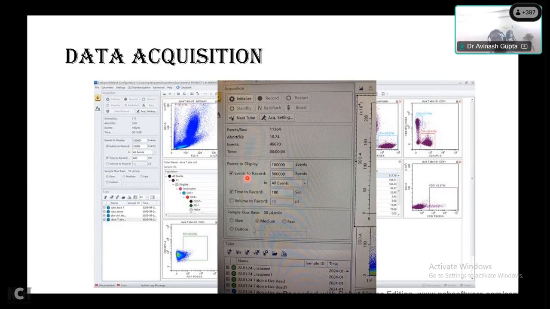In particular samples in MRD, what is the number of events you want to acquire per second? What should be the speed of your acquisition, whether you want to keep it slow? If you are acquiring for fluid analysis, you will go slow. If you are going for acute leukemia or MRD cases, for MRD you go fast, and for diagnostic cases you go at medium speed. So this is your panel when you are starting your acquisition. These things will be there on the screen.